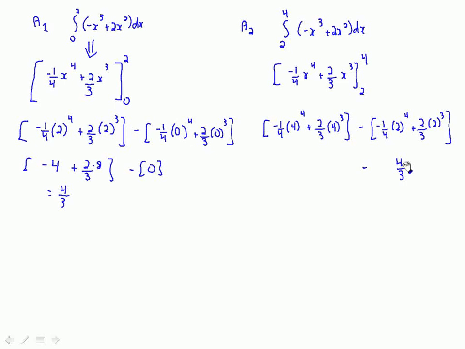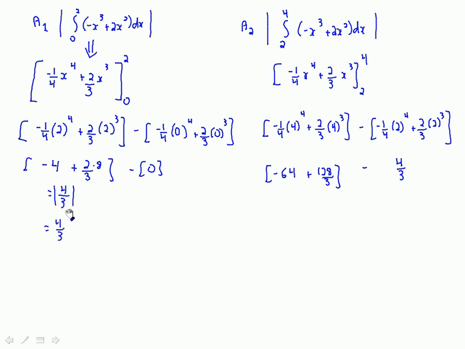Now I'll work this first one out. 4 to the 4 divided by 4 is going to be negative 64. And then 4 cubed is 64 times 2 is 128 over 3. So negative 64. By the way, I should say that these are both going to be absolute values. Before I forget, I'll keep that there. So the absolute value of 4/3 is equal to 4/3.